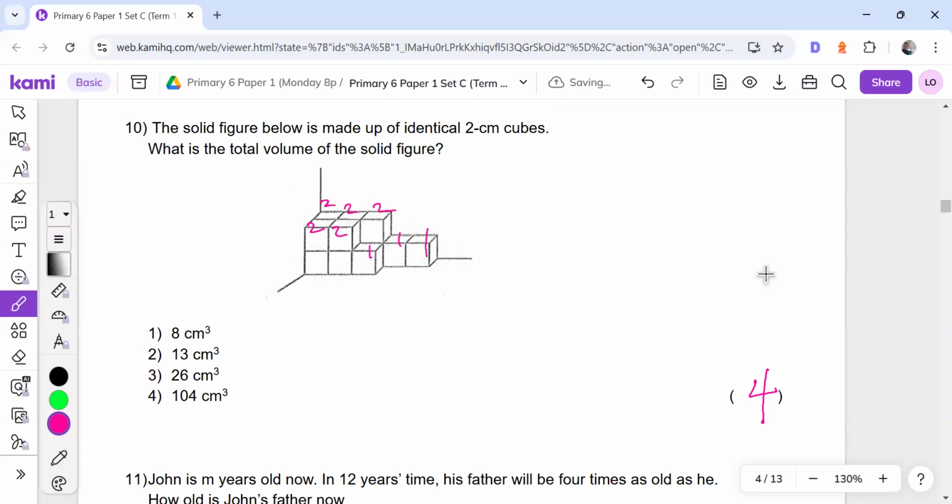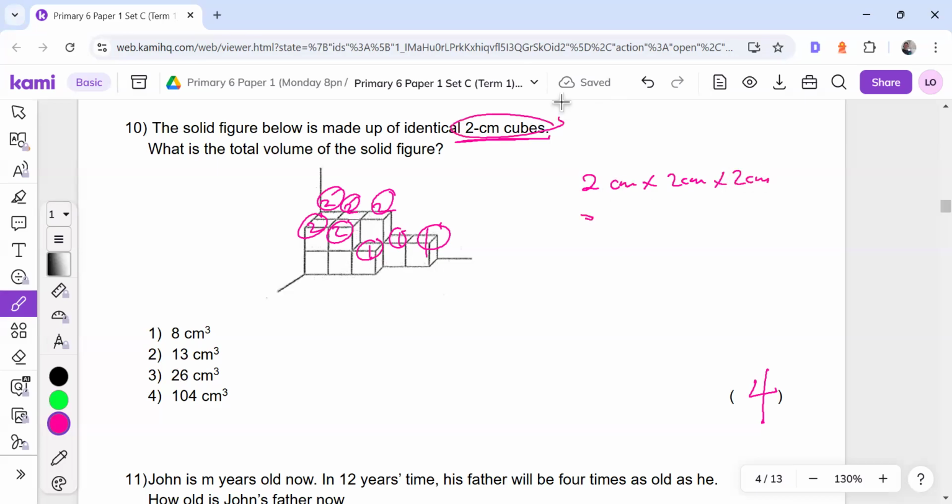Okay, and those of you who get a mistake, your answer must be what? Okay, let me show you. 2, 4, 6, 8, 10, 12, 13, 14, right? 14. Okay, so how many cubes are there now? There are 14 cubes in the figure. Now, do you see the word 2 cm cube? So you need to find the volume of 1 cube. What is the volume of 1 cube? 2 cm times 2 cm times 2 cm. Right? That is called 2 cm cube. It means every side is 2 cm. So the volume of 1 cube is 8 cm cube.